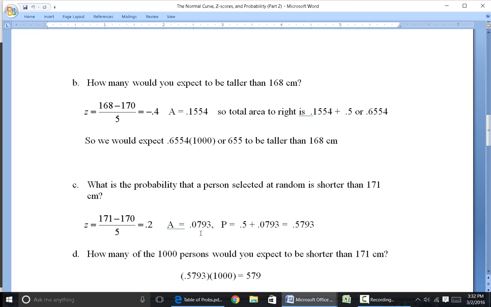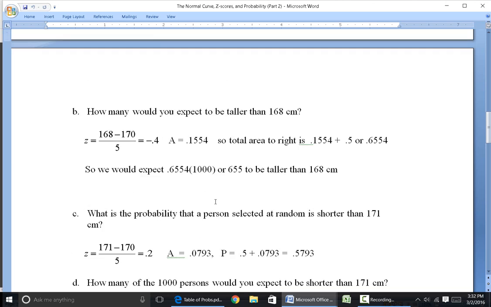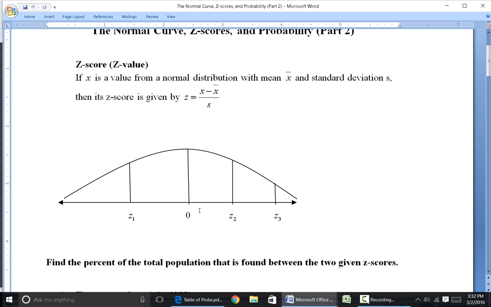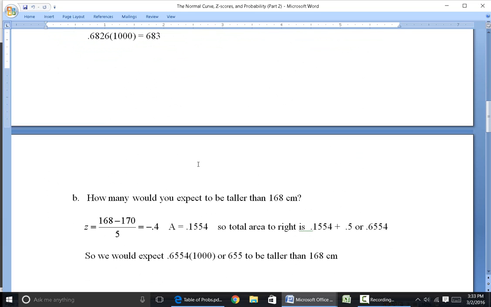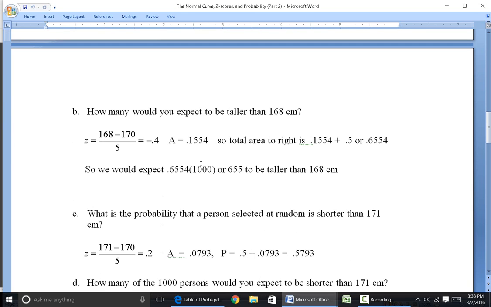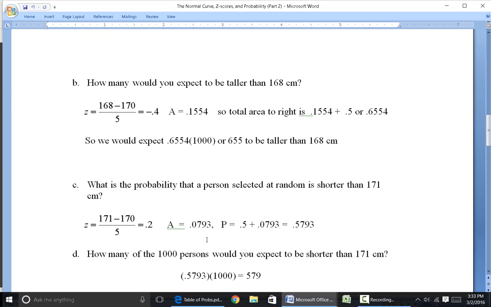So shorter than that. Okay, so again, if I go to the table, this z-value is right here to the right. Okay, so the value from the table is this right here between 0 and z, and we want shorter, so that means it has to include everything over here. So it has to include that value from the table plus everything on the left of the mean. But that's 50% of the area, or 0.5. So in this case then, I would simply add the 0.5 to the 0.0793, and I get 0.5793.